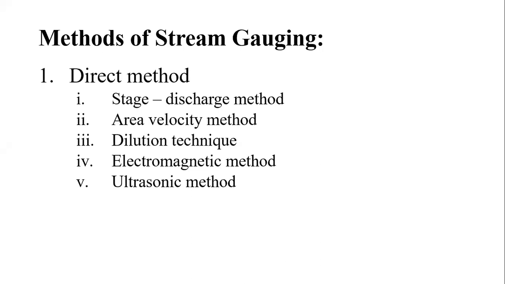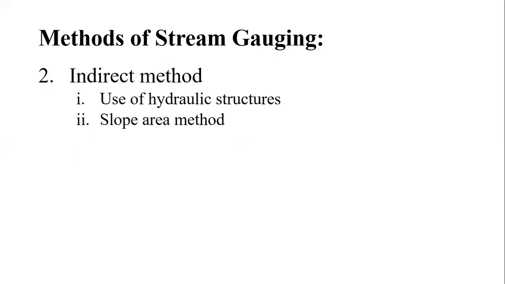Direct method again has 5 sub methods, that is stage discharge method, area velocity method, dilution technique, electromagnetic method, and ultrasonic method. Again some methods are there in the direct and indirect also, but here mostly those are used, those I have considered. Okay, so now we'll start with the first method, that is a direct method, the stage discharge method. So what is meant by stage? Firstly we will discuss that now.